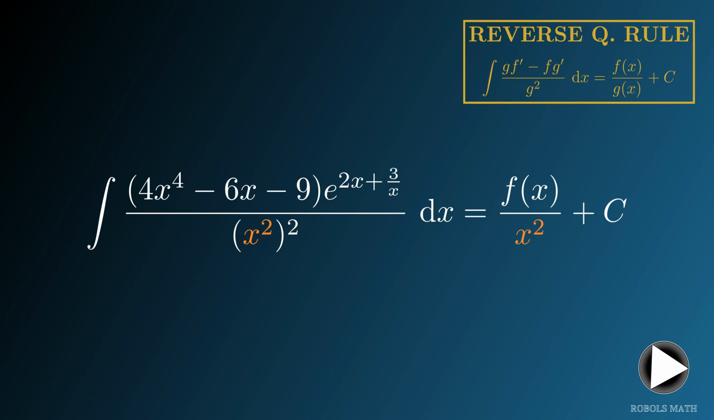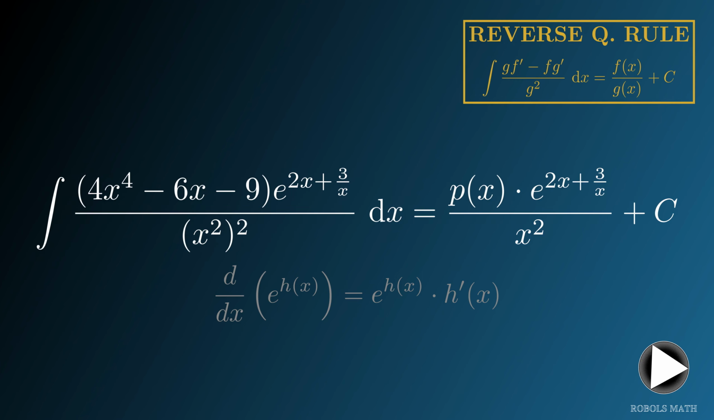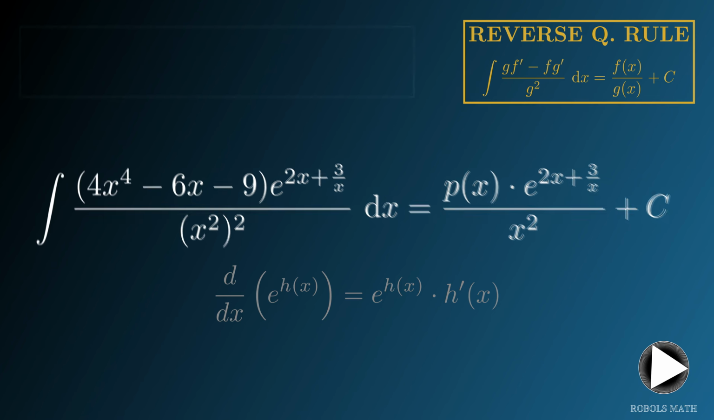Recall that the derivative of an exponential function is itself times the derivative of the exponent. This posits the idea that f can be further rewritten as p times the exponential expression. So let's suppose that the antiderivative is p of x times e raised to 2x plus 3 over x, all over x squared.